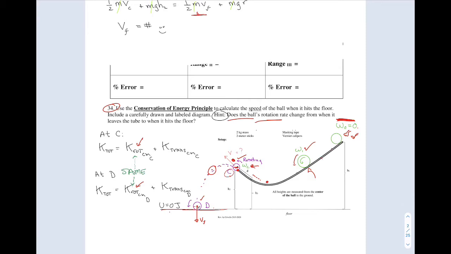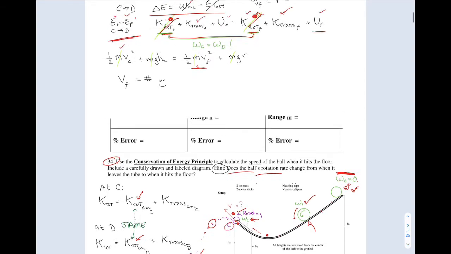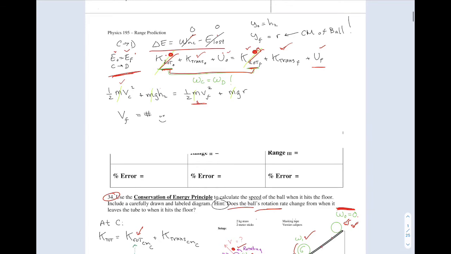All those holes in the tube were drilled at the center of the ball. So the center of the ball never makes it to the ground, okay? So y final is the radius of the ball. So that's what I have up here. So initial height is h2, where it leaves the tube. Final height is the radius. So the final potential energy is mg little r.